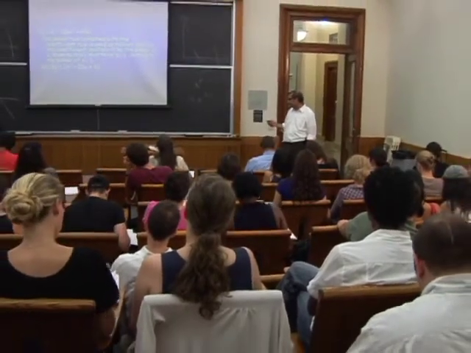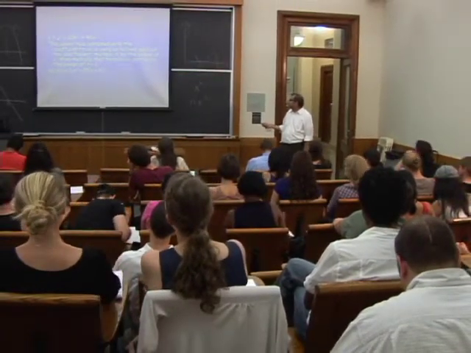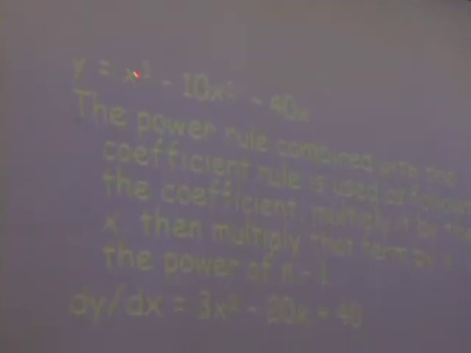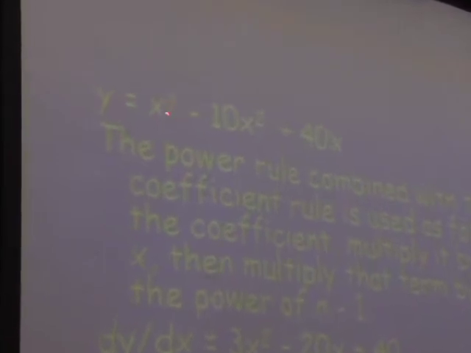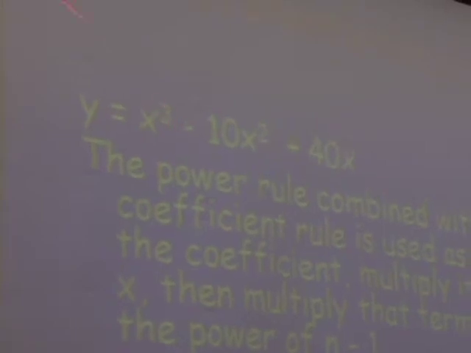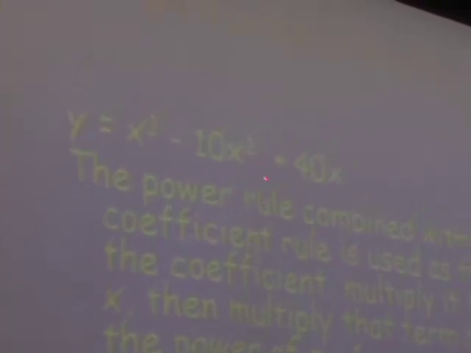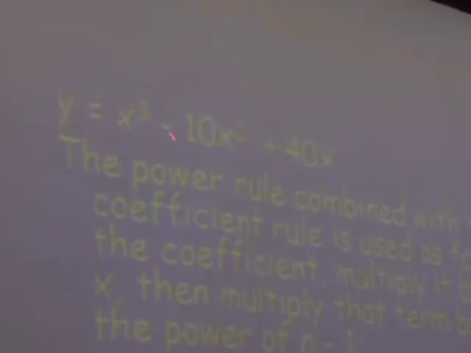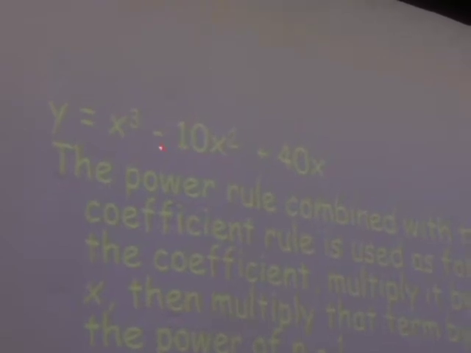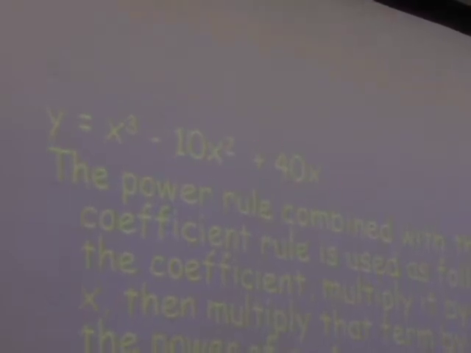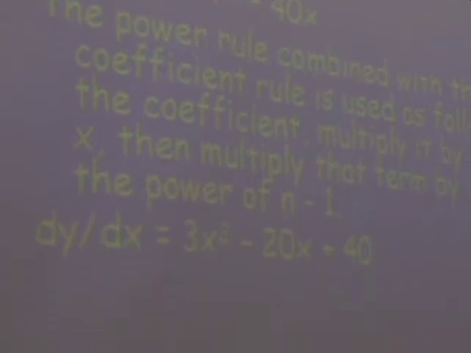So here's an example. Take the derivative of x cubed minus 10x squared plus 40x. That's going to be 3x squared. You put the 3 in front, and you reduce the power of x by 1. And here it's going to be minus 20. You take the 2 and multiply it by minus 10. So that's minus 20x to the power of 1. And that's just going to be plus 40. So you've got 3x squared minus 20x plus 40.